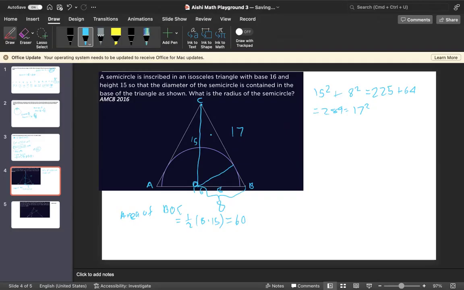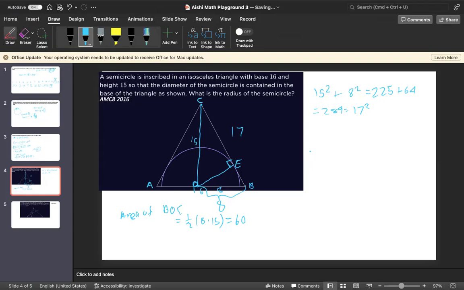Okay, since we're trying to find OE, let's call this point E. Since BC is tangent to the semicircle, we know that angle OEC is 90 degrees. So we also know that OE can be a height of BOC when BC is the base.